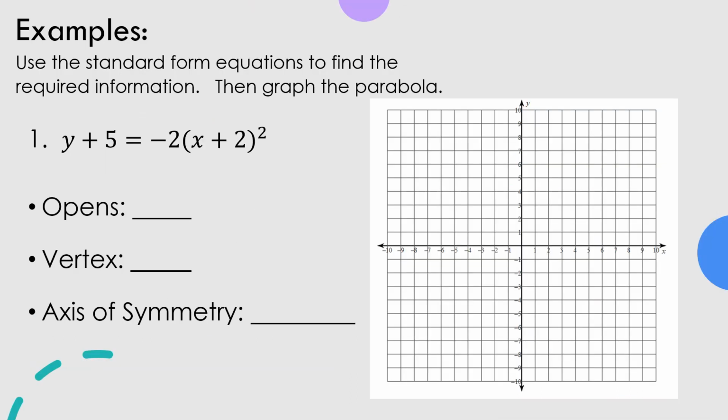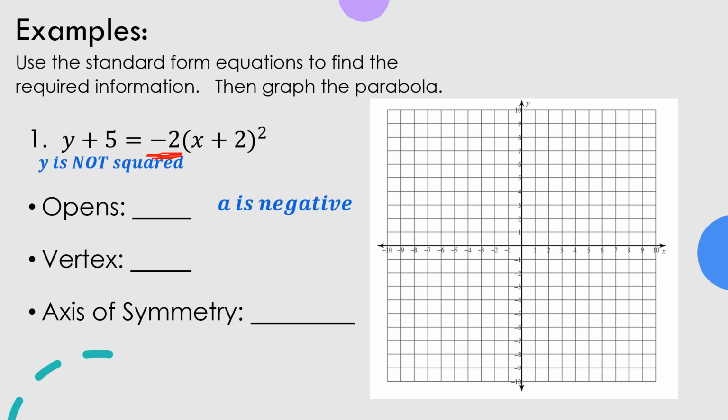Okay, so our first example says y plus 5 equals negative 2 multiplied by the quantity of x plus 2 squared. The first thing I want you to look at is which term is squared, because that's going to help you with the direction that it opens. The x term is in parentheses and squared, which means y is not. So if our y value is not squared, that means our graph is going to open up or down. The next thing that we look at is that leading coefficient, whatever's in front of the squared term. In this case it's negative 2.